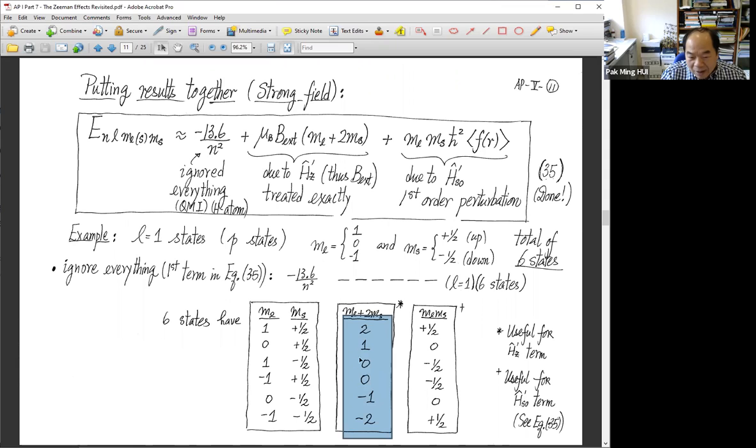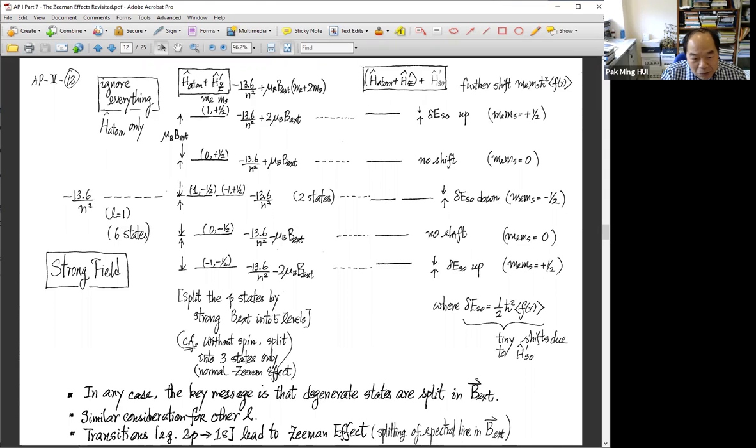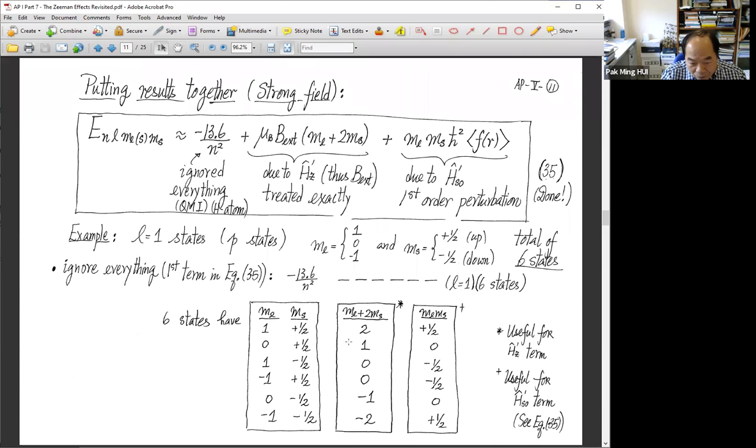And then that means 2 states are not shifted at all because the combination is 0. So I have 2 states here, not shifted, remaining on this value. Okay, and then I have a state that is 1 times whatever in front, and twice, -1 and -2. So they are equally spaced.